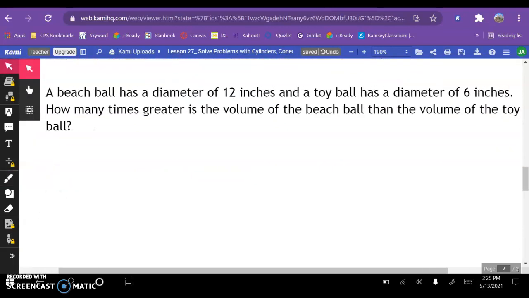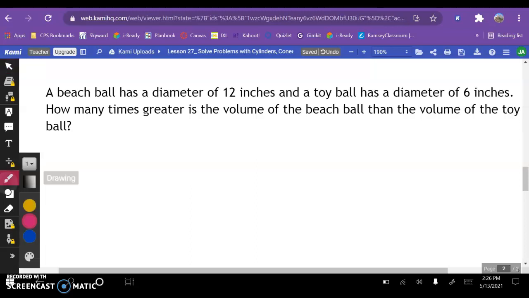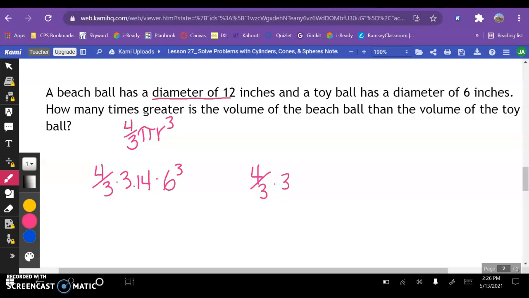And our last question says a beach ball has a diameter of 12 inches and a toy ball has a diameter of 6 inches. How many times greater is the volume of the beach ball than the volume of the toy ball? So we have to find the volume of each. So remember, volume of a sphere is 4/3 pi r cubed. So I'm going to do 4/3 times 3.14. The diameter is 12, so the radius would be 6 here, 6 cubed. And the other one would be 4/3 times 3.14 times diameter of 6, so the radius would be 3.